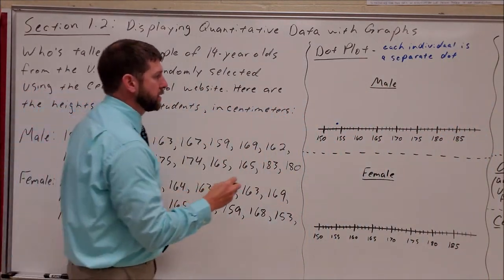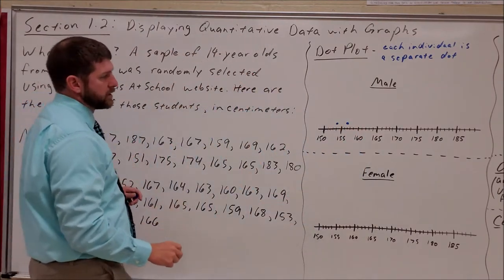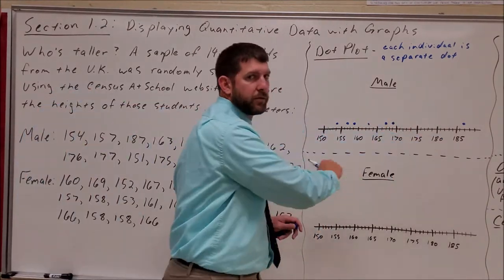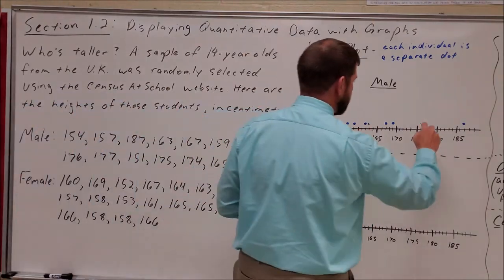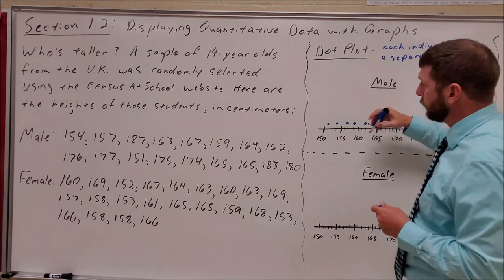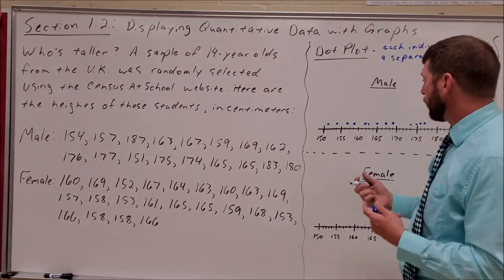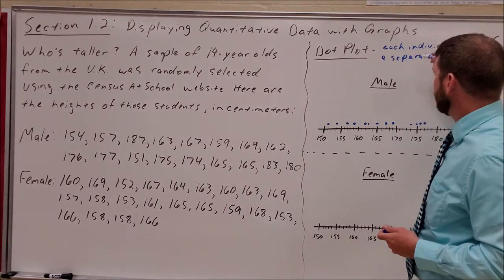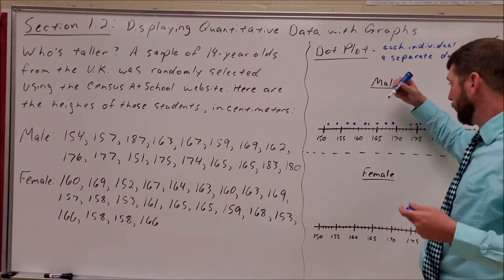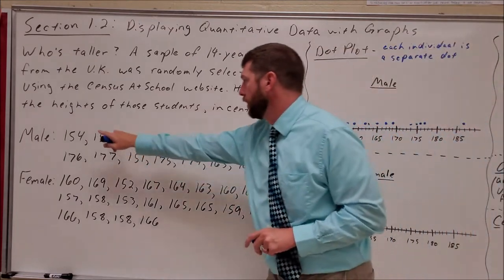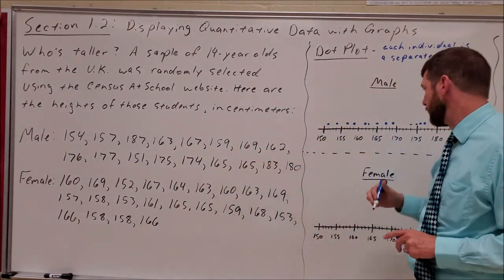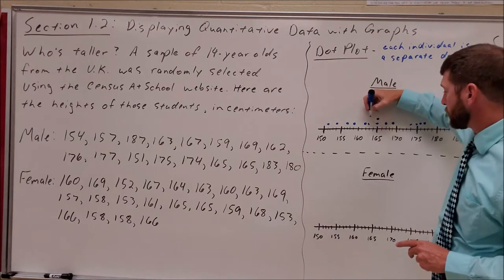Got 157, 187. A 165, and then we've got another 165. So how do we deal with that? Well, if each individual is a separate dot, I don't care about these dots as their heights, I don't care about those dots as people. Each person has to show up. So if I've got 2, 4, 6, 8, 10, 12, 14, 16, 17, I better have 17 dots here. So when we get a duplicate, I'm just going to stack it up.